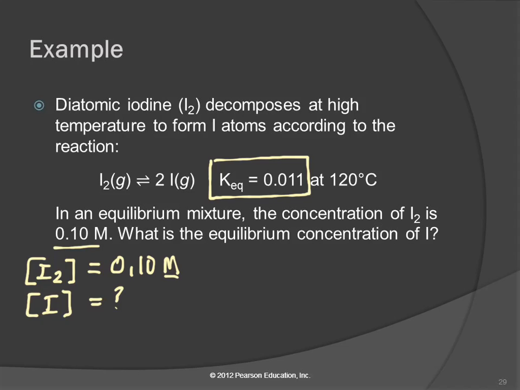So let's write the equilibrium expression. KEQ equals the concentrations of the products. Here there's just one, it's I, raised to a power that is equal to their coefficient, divided by the concentration of the reactants. This is a simple equation. There's one reactant and one product. So we know what KEQ is and we know what I2 is. We need to find what I is.